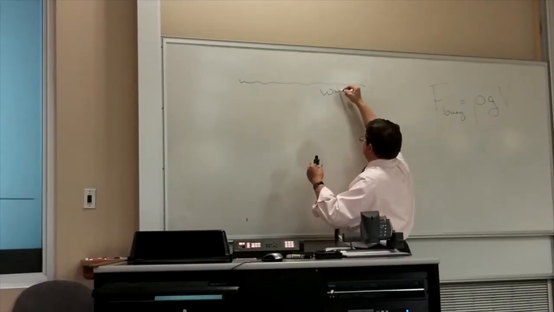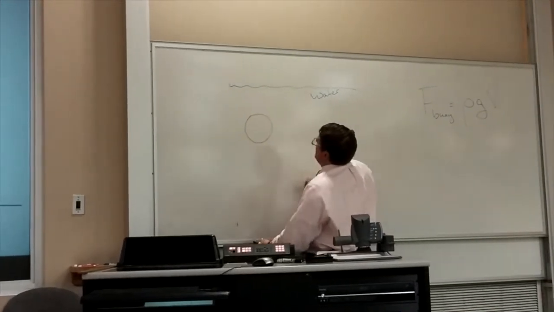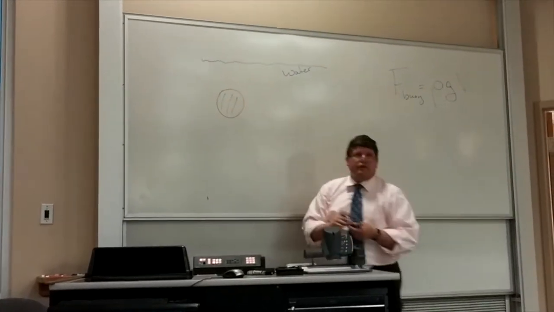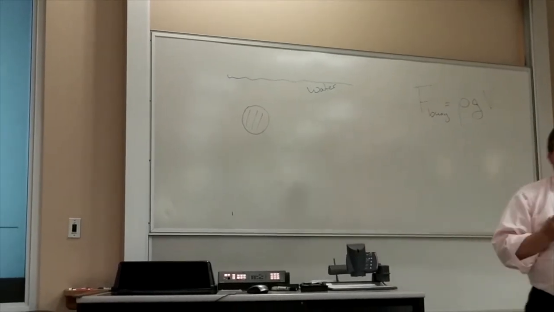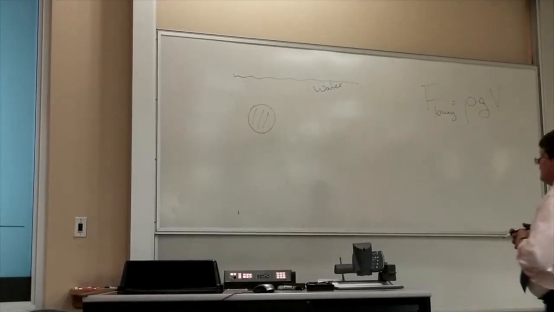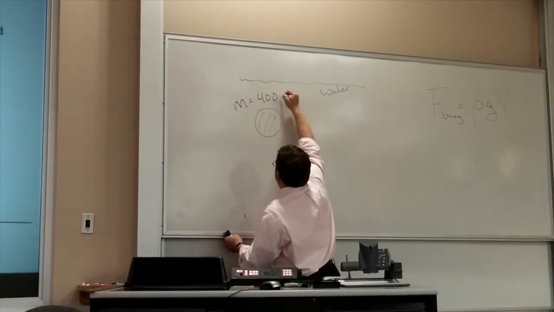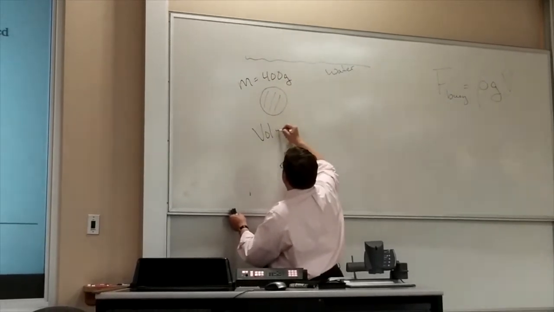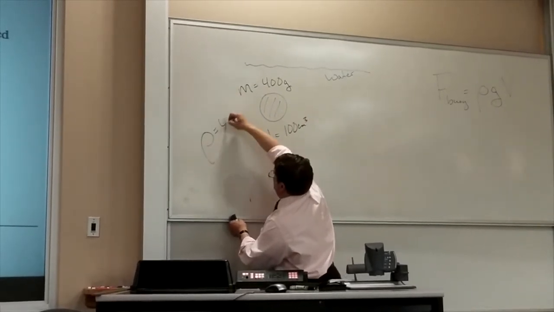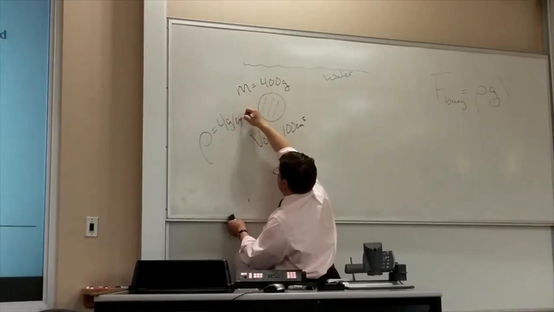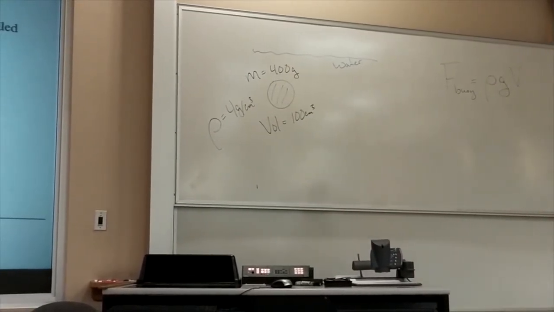Let's look at the problem you just turned in. If this is water, and you take a rock, and you put it under the surface of the water, and let go. What is the acceleration of that rock right after you let go? Well, we're told that this rock has a mass of 400 grams and a volume of 100 centimeters cubed. That means it has a density of 4 grams per centimeter cubed. That's a much higher density than that of water. It's going to sink like a rock, so to speak.